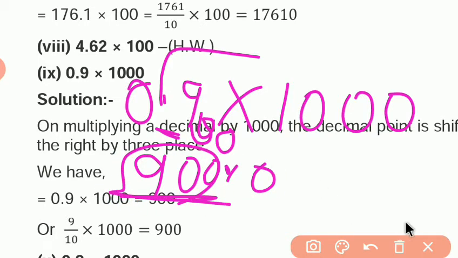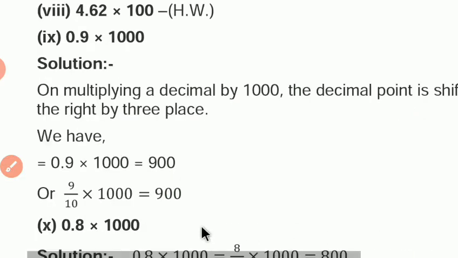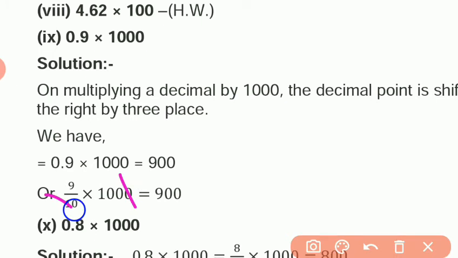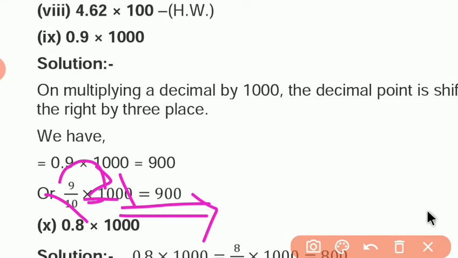Or if we multiply like this, first we will remove its decimal point. After the decimal, how many digits are there? Only 1. So 10 will come in the denominator. Now 9 into 1000 divided by 10. We can see that 10 is divisible by this 10. So how many zeros are left? 2. So 9 into 100 is equal to 900.